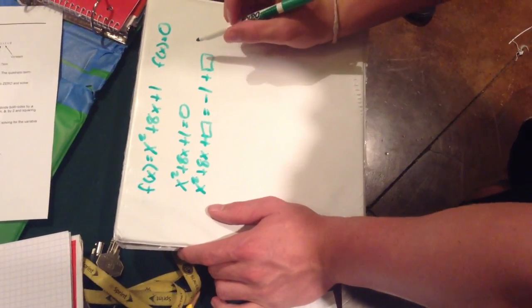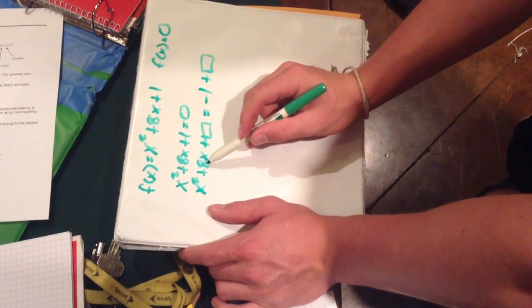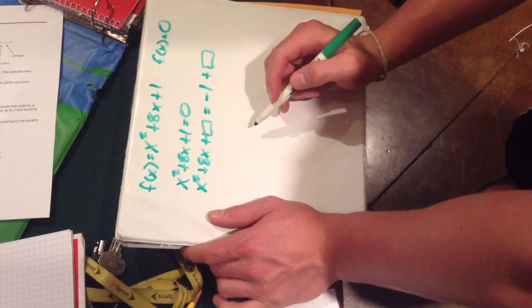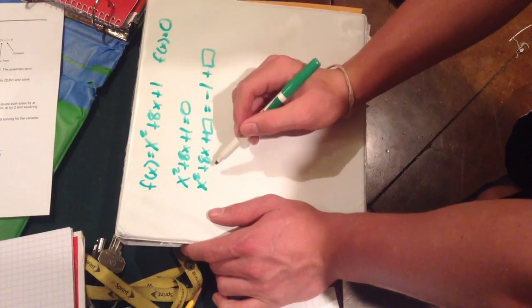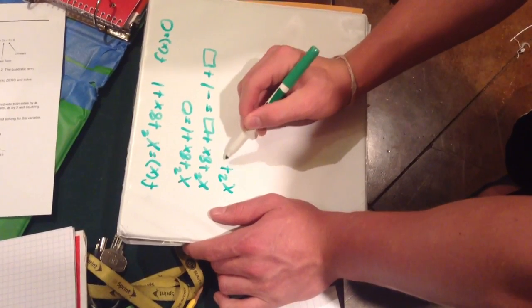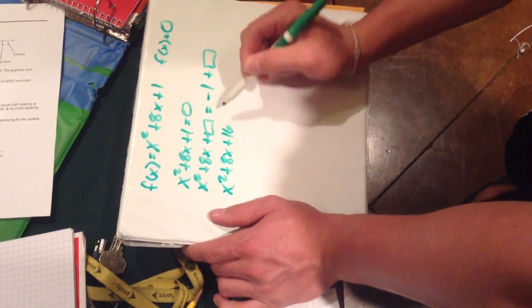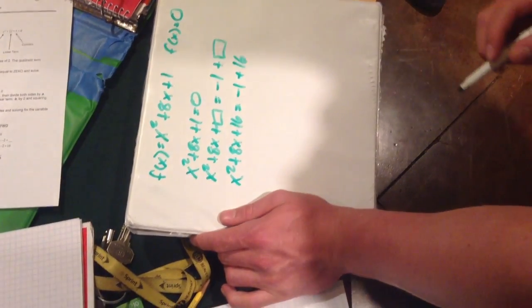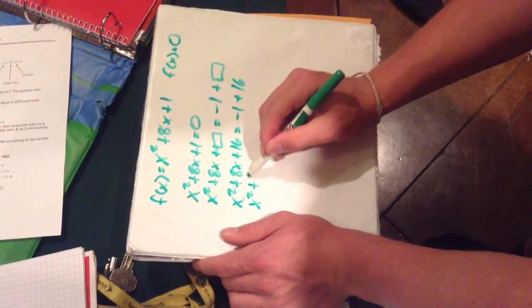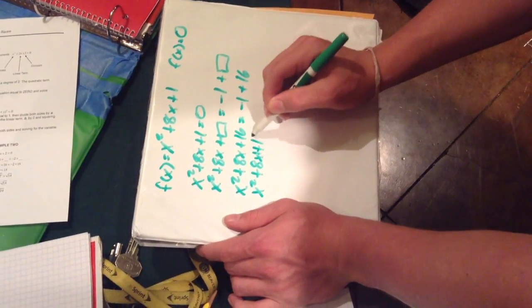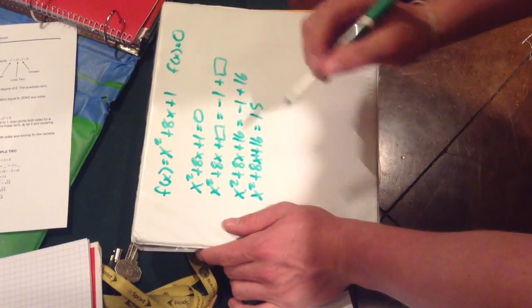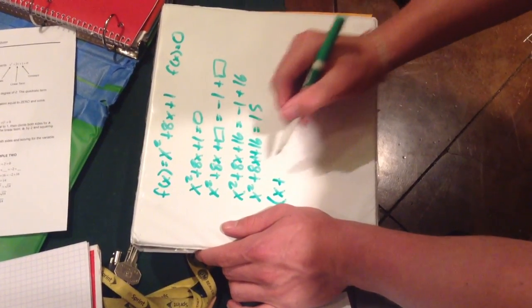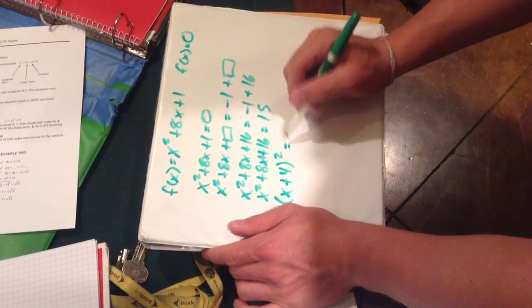Then the next thing you do is you take half of b and square that. So you end up getting 16 for that. So next you go x squared plus 8x plus 16 is equal to -1 plus 16. Then you get x squared plus 8x plus 16 is equal to 15. Then you can factor that, so you get x plus 4 squared is equal to 15.